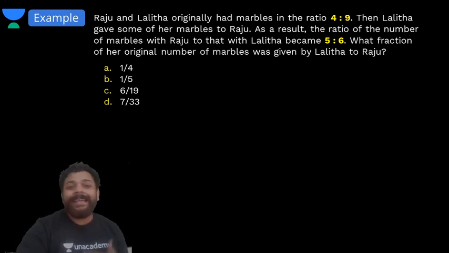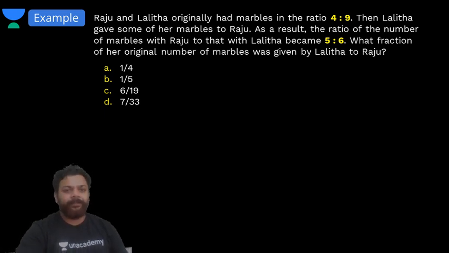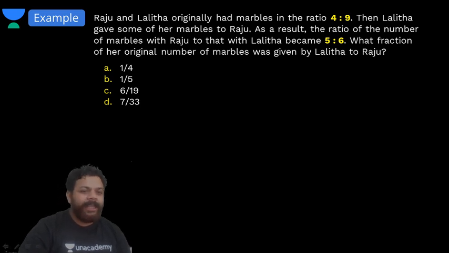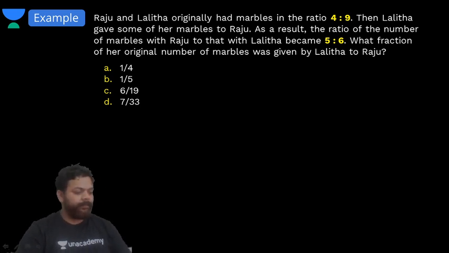Option A is 1 by 4. Option B is 1 by 5. Option C is 6 by 19. Option D is 7 by 33. So I'll give you 2 minutes of time to solve this one.